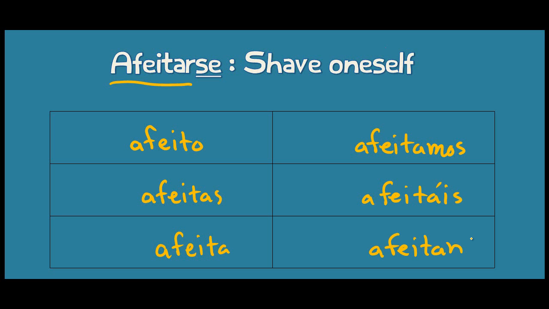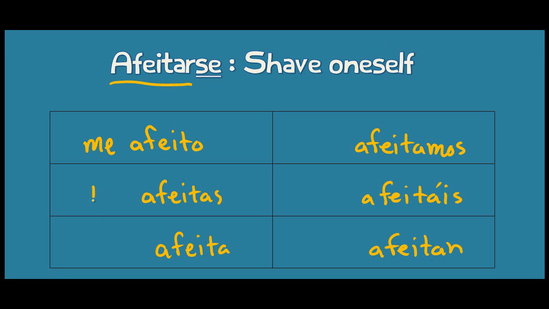Now this is where the pronoun comes back into play. Okay, notice we would have yo afeito, tú afeitas, él, ella y usted afeita, nosotros afeitamos, vosotros afeitáis, ellos, ellas y ustedes afeitan. The pronoun comes back into play, and we put it before the conjugated verb, just like we do with the direct object pronouns and the indirect object pronouns. The pronoun goes before the conjugated verb. So in this case, you'll recognize this. The pronoun is me. Yo me afeito.